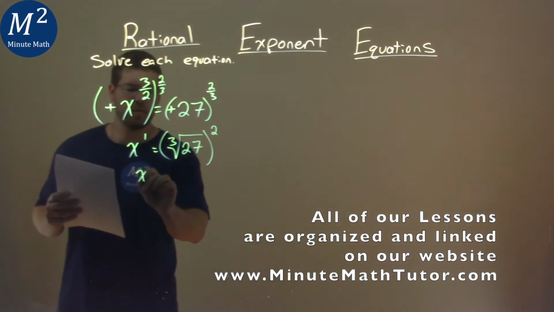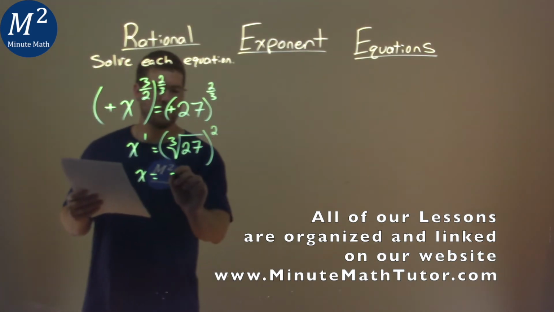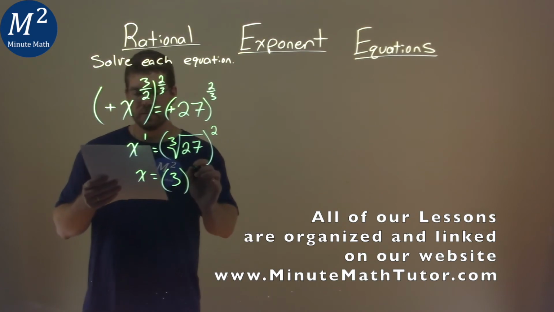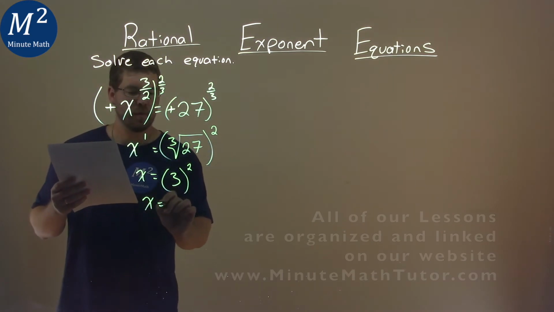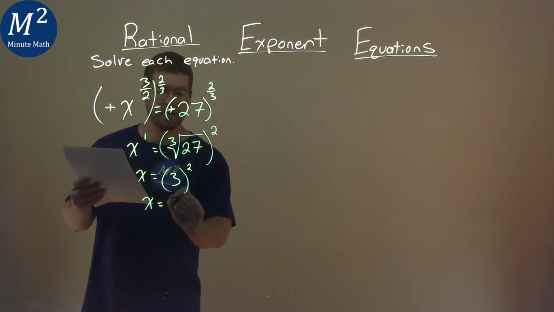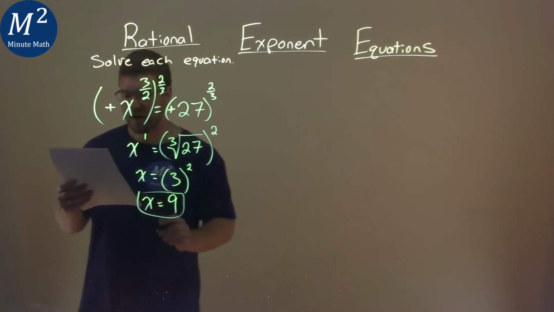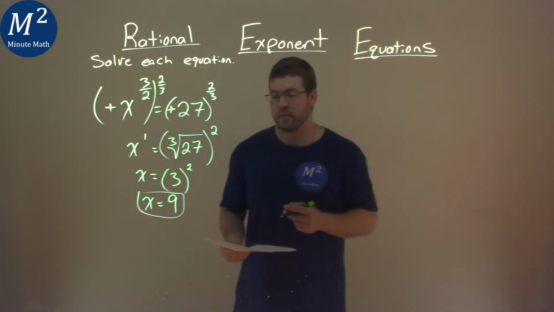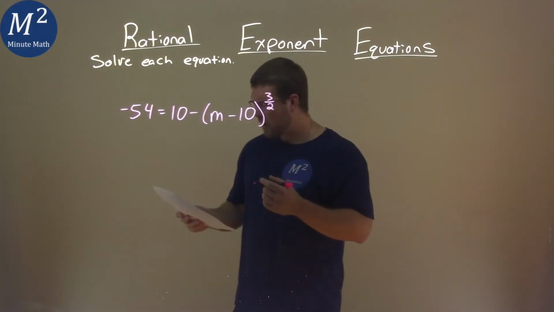Well, let's keep on going. What's the third root of 27, which is 3? And we still have to square that. And what's 3 squared? Well, 3 squared is 9. And so my final answer is pretty easy. x equals 9.